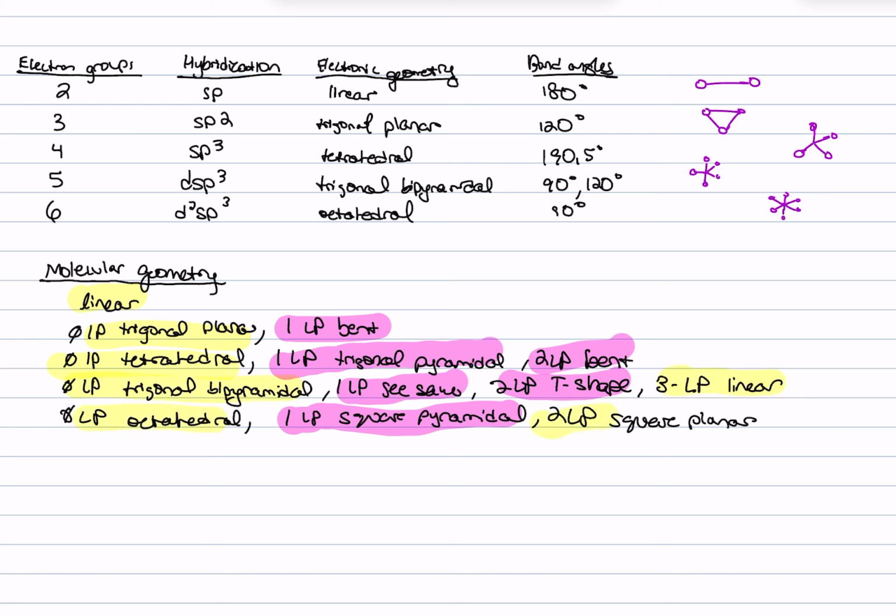The ones that are polar are highlighted in pink, and so that would be bent, trigonal pyramidal, bent, seesaw, T-shape, and square pyramidal. And the rest of the non-polar ones are highlighted in yellow.